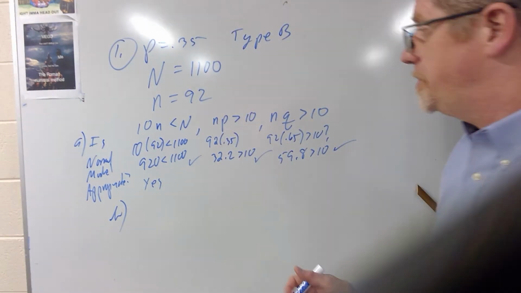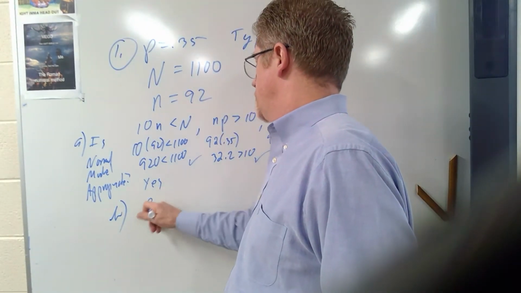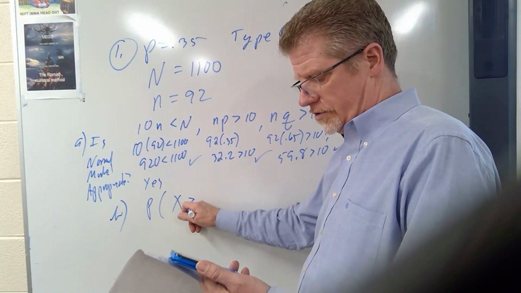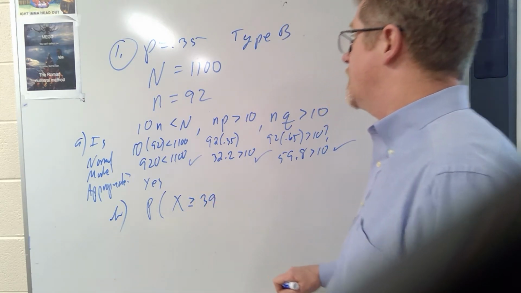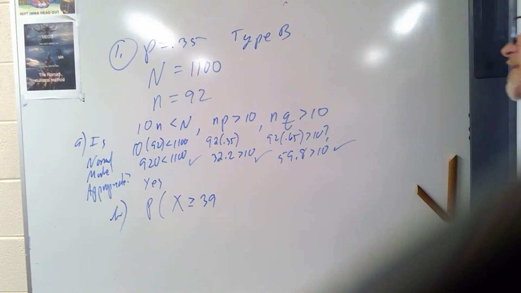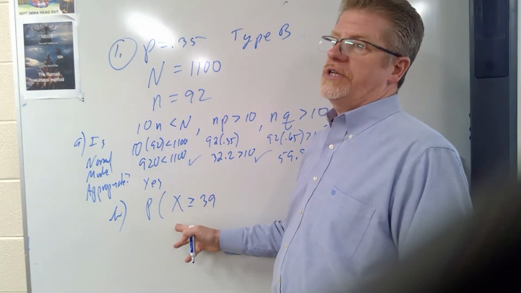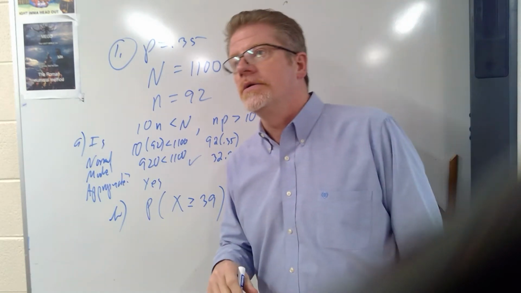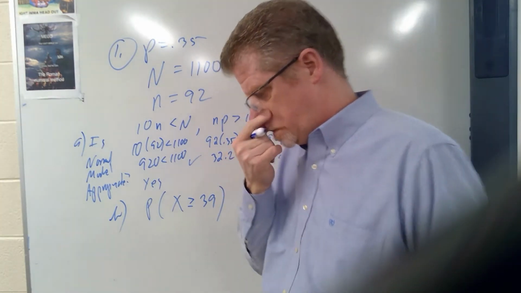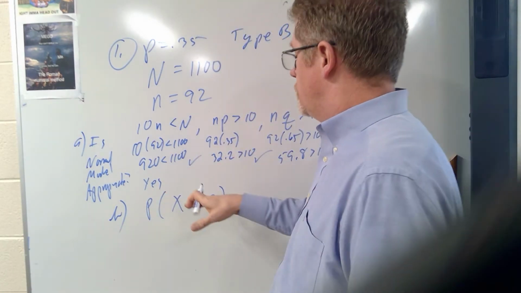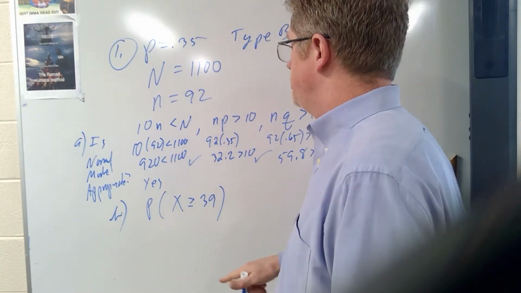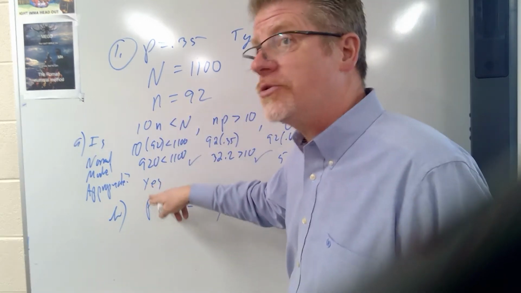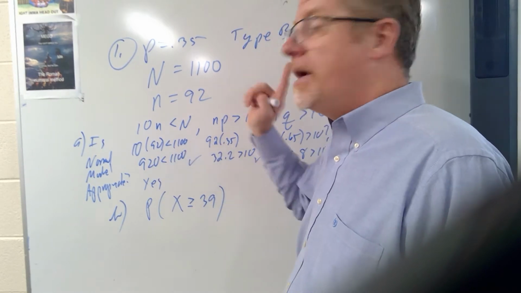what is the probability that we observe X greater than or equal to 39 type B students? Now, what do you think the definition of this random variable X is? Number of students with type B. Close. This is a binomial situation that can be approximated with a normal model if we want to, but it's binomial.